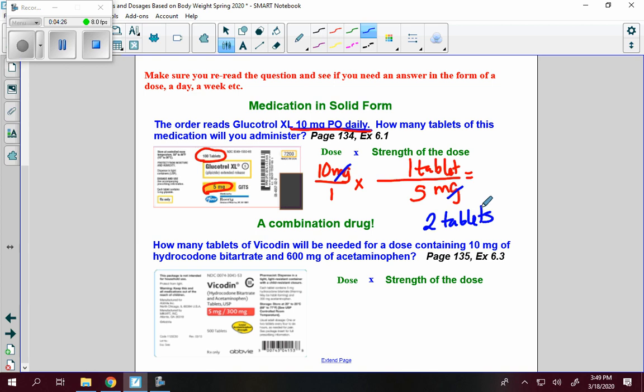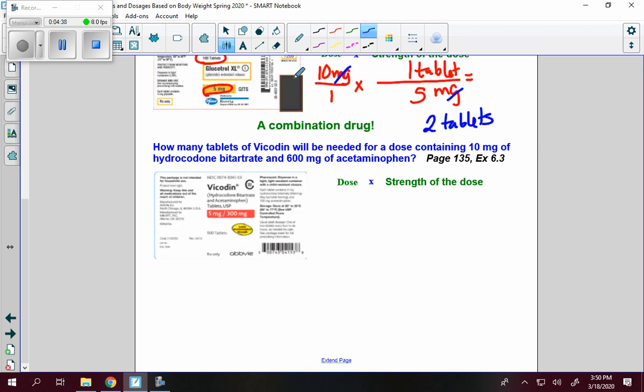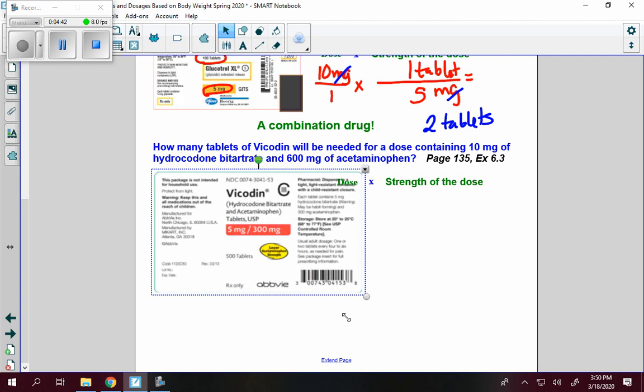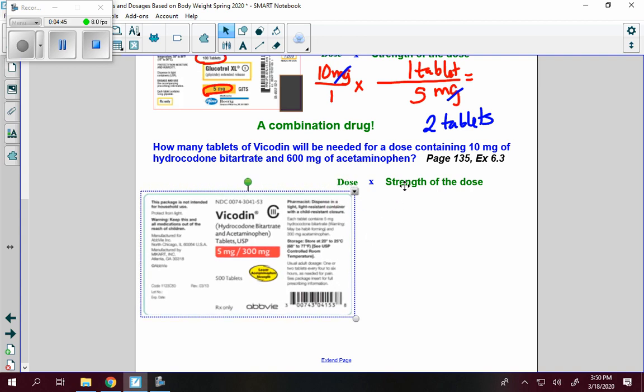Now this was fairly easy. So if you get something like this and it says 10 there and you could just give me 2, the dimensional analysis way will be sure to tell you that it's the correct form, the correct way, the correct amount every time. However, if it's as easy as 10 and you're only taking 2 tablets, it's okay to just give me that strength, to give me that dose.